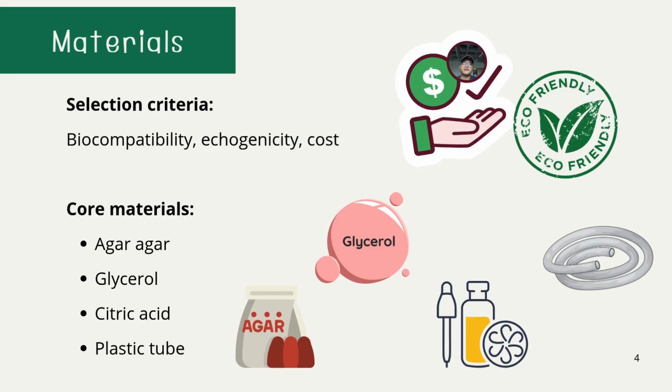We decided to make our phantom in a plastic topper with plastic tubes to simulate the artery. For the tissue, we prepared a mixture of agar-agar, glycerol, and citric acid. These materials were selected because of the desired biocompatibility and echogenicity of the phantom, as well as the low cost.